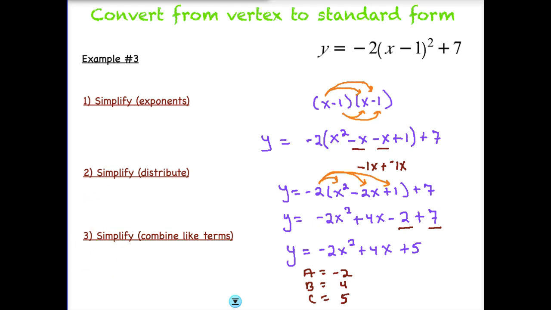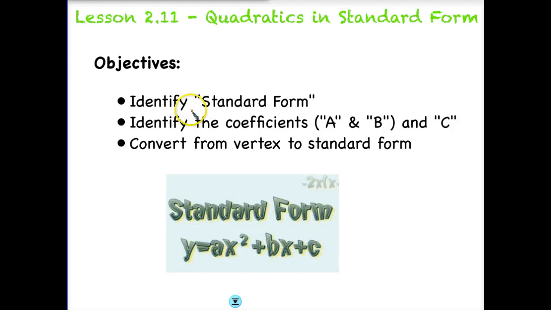So what you have learned out of today's lesson is how to identify standard form. This is what it looks like compared to vertex form. You've also learned how to identify the coefficients a and b, as well as the constant term c on the end. And you can also convert from vertex to standard form by simplifying, getting rid of the exponents, as well as the parentheses by distribution, and then finally combining like terms. So go ahead and try the practice on your own on the next page.